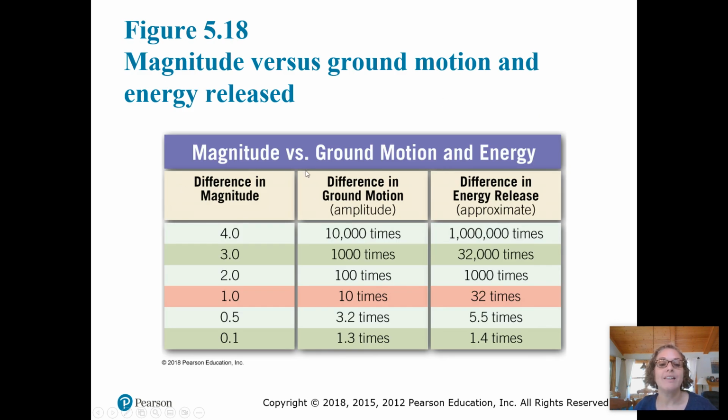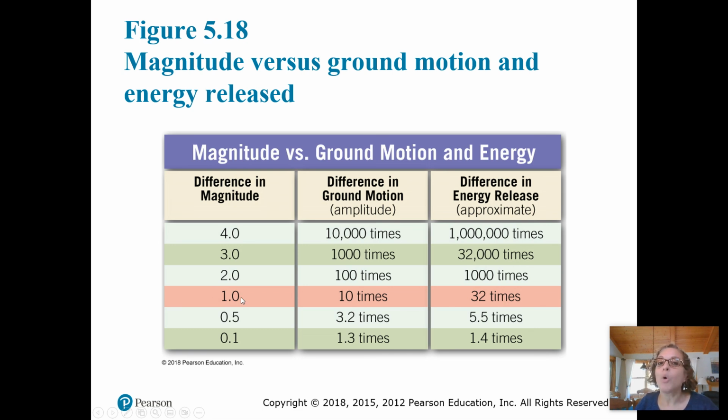So here, this is from the textbook, and it's important to take a minute to look at this. What we're looking at here is not the magnitude, but the difference in magnitude. So for example, if we had an earthquake that was a 7 on the Richter scale, and another one that was an 8. What's the difference between a 7 and 8? It's a difference in magnitude of 1.